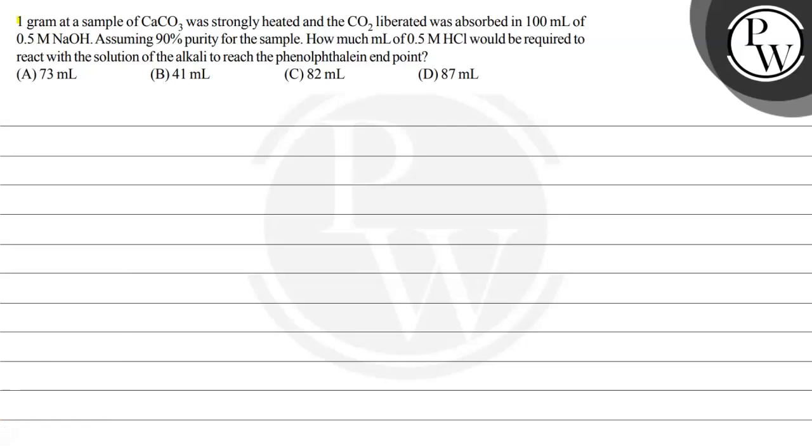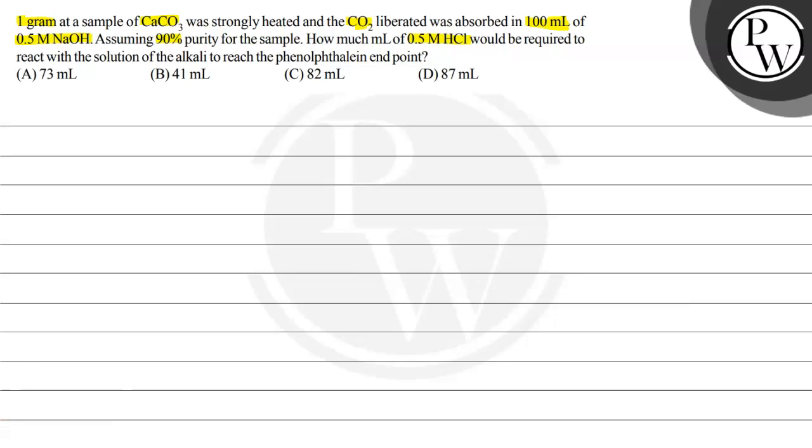So the question says 1 gram of a sample of calcium carbonate was strongly heated and the carbon dioxide liberated was absorbed in 100 ml of 0.5 molar NaOH. Assuming 90% purity for the sample, how much ml of 0.5 molar HCl would be required to react with the solution of the alkali to reach the phenolphthalein endpoint? And we have 4 options over here.